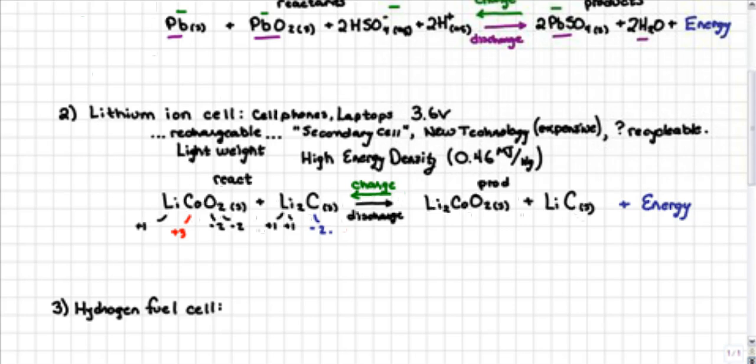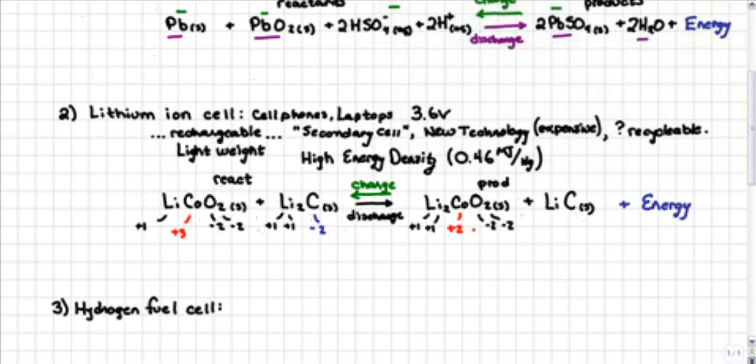Moving on to the products, lithium isn't changing. Its oxidation number, just like the oxygen, isn't changing. Oxygen's a -2, oxygen's a -2 again, but this leaves our cobalt with a +2 oxidation number. It needs to be that way to keep the entire solid neutral, as it's supposed to be.